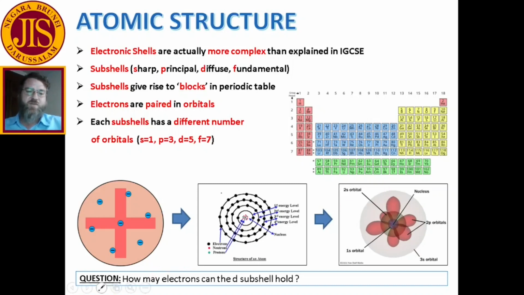So just have a quick look at this question here. How many electrons can the D subshell hold? The D has got 5 orbitals in it, and I said before that each orbital holds 2 electrons. So 5 times 2 is 10. So one D subshell can hold 10 electrons. But that's fairly straightforward.